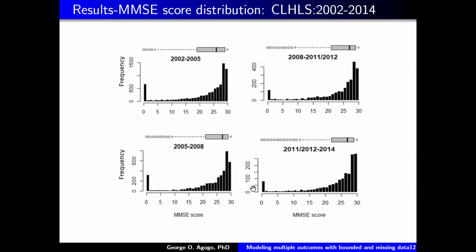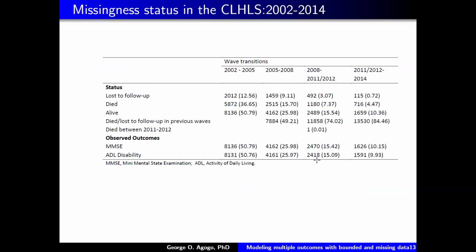Now, this is a histogram of MMSE score from the Chinese data, and you can see the bounding at 0 and 30. We did this for each of the waves. And then, of course, in this table here, we are characterizing the missingness.